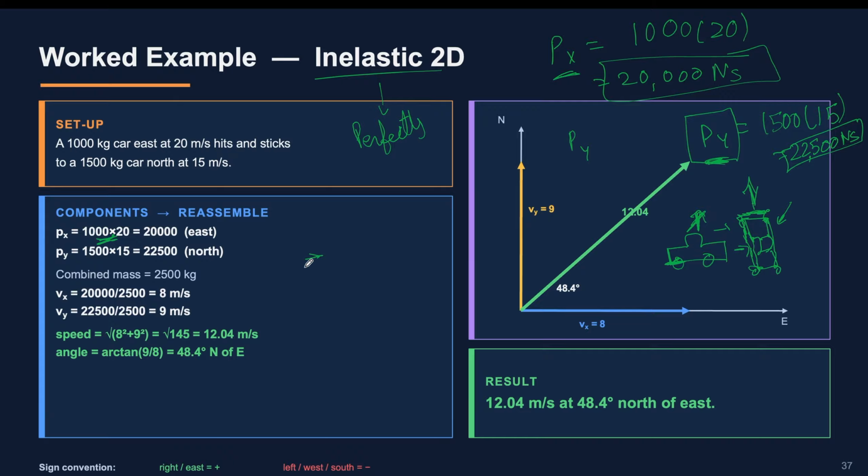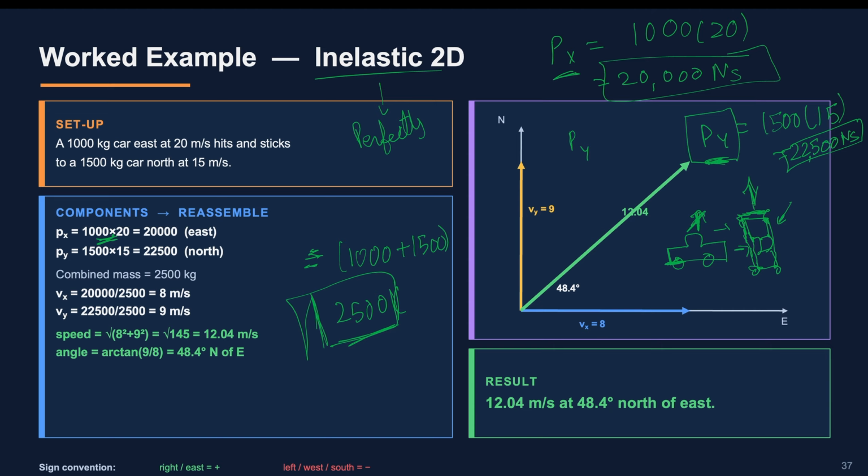So it's going to be here. What's it going to be? It's going to be the combined mass, which is 1,000 plus 1,500. All right? Or 2,500 kgs. And then how are we going to denote this? Well, this 2,500 kgs has two components, right?